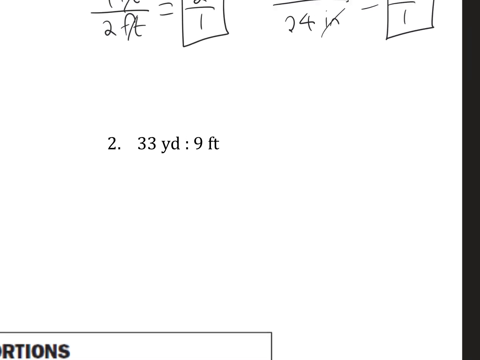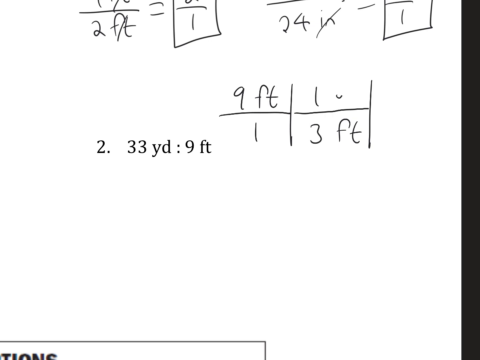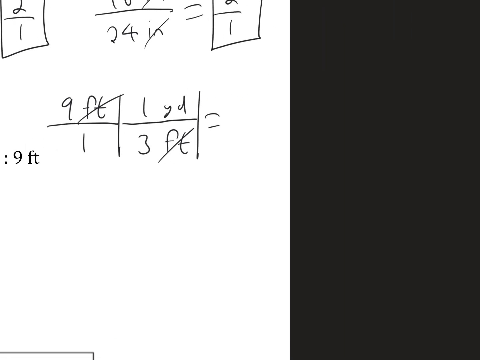All right, this one. I think it'd be easier to convert feet to yards. So let's go ahead and do that. You can do it either way. So we're going to do 9 feet, and we're going to convert it to yards. So how many feet are in a yard? There are 3 feet in a yard. If I want to cancel feet, where should I put feet? I should put it in the bottom here. So we have 3 feet is 1 yard. Feet are going to cancel. Multiply across the top, we have 9 times 1 over 1 times 3.